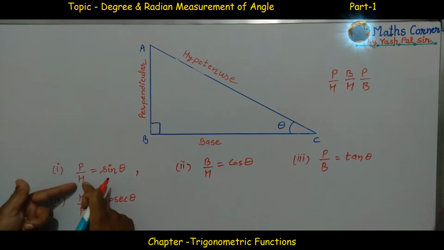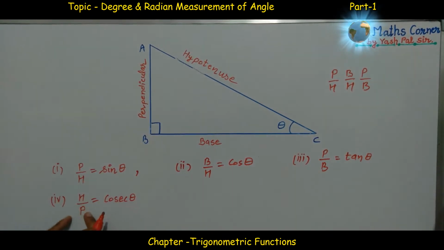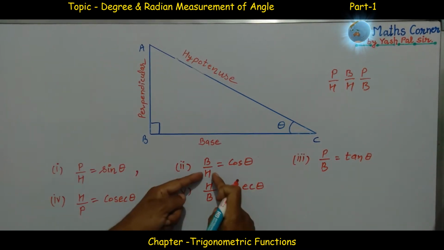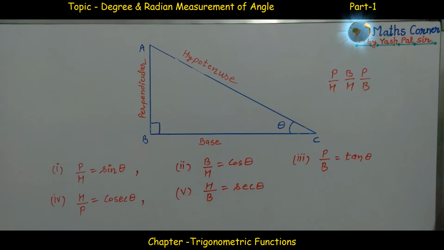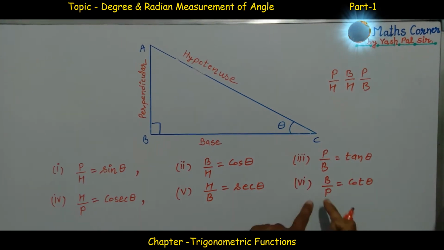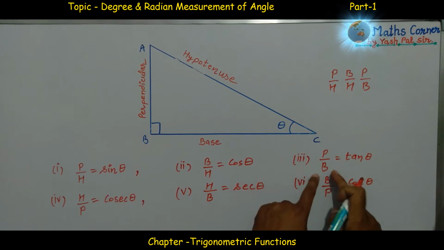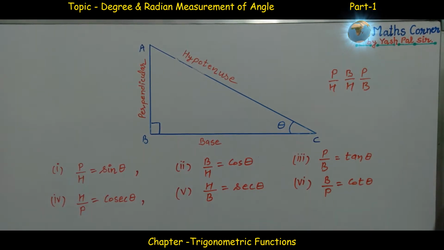The reciprocal of this, P upon H, that is H upon P, is called cosecant theta. The reciprocal form of this, that is H upon B, is called secant theta. And lastly, the reciprocal of this, that is B upon P, is called cotangent theta. All these six are called T ratios. T ratios mean trigonometric ratios of a right angled triangle.